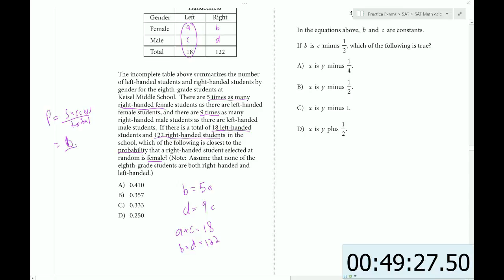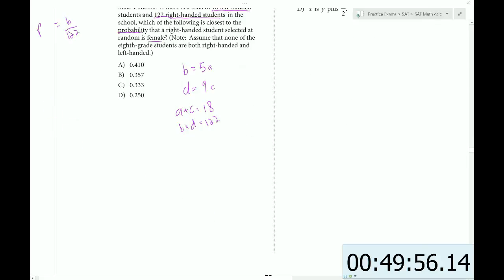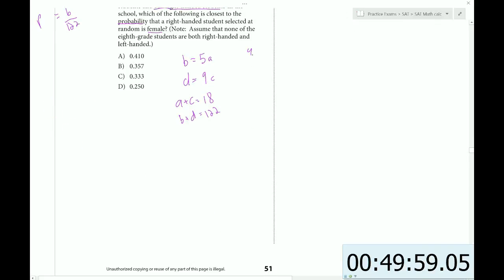And that's out of, let's see, a right-handed student selected at random, meaning that the total population that we're taking out of is the right-handed students, right? So we're not allowed to select a left-handed student. So the total right-handed students would be the total that we're interested in here, so 122. So the probability is just going to be B over 122. So once we determine what B is, we'll be all set, okay? Right, so we have a system of equations here. We have, looks like four unknowns, A, B, C, and D, right? So we also have four equations, so that means we're able to solve if we do everything the right manner.